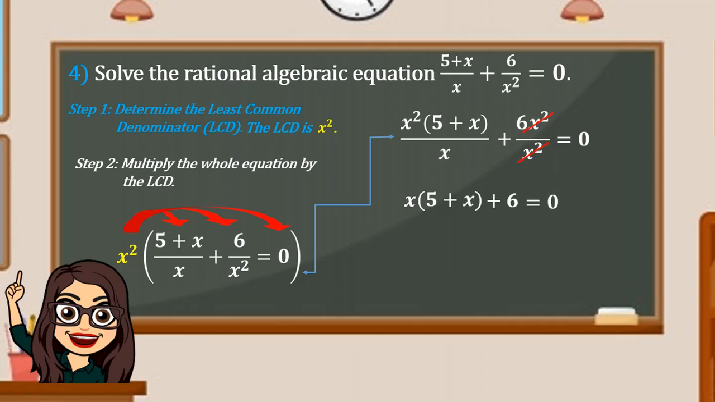Next step, we will distribute x to the quantity 5 plus x. So x times 5 is 5x. X times x is positive x squared. Then copy plus 6 equals 0. Then simplify the equation. So we have now x squared plus 5x plus 6 equals 0. And this is the standard form of the equation.